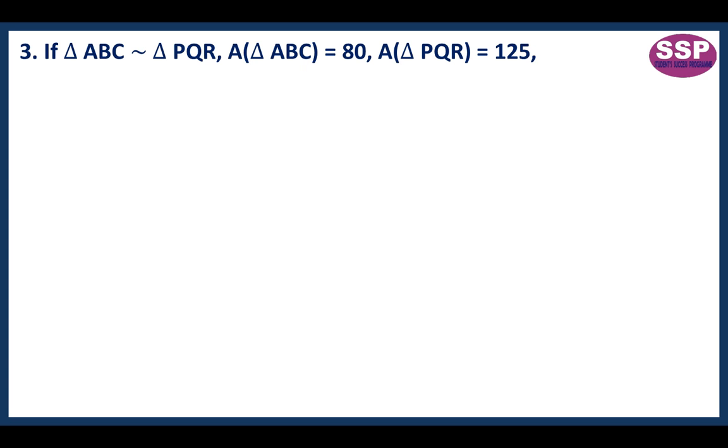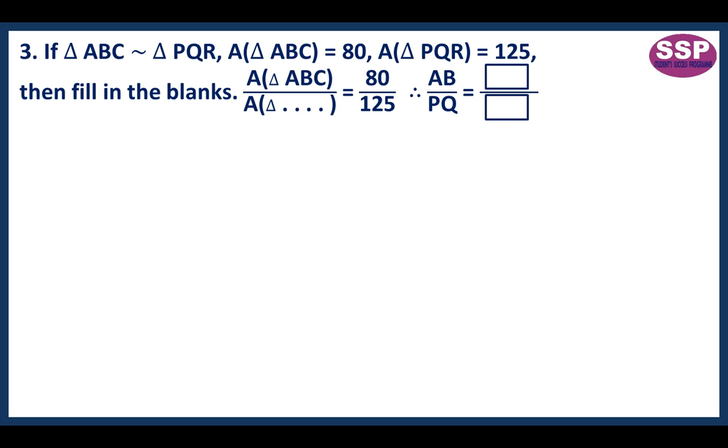Third problem, triangle ABC similar triangle PQR. Area of triangle ABC is equal to 80. Area of triangle PQR equal to 125. Then fill in the blanks. Area of triangle ABC upon area of triangle dash is equal to 80 upon 125. Therefore, AB upon PQ is equal to dash upon dash.